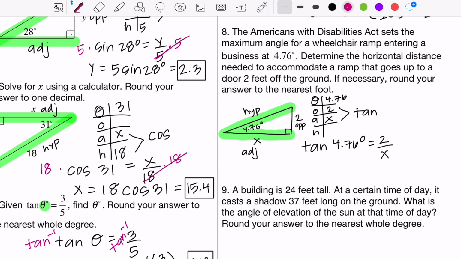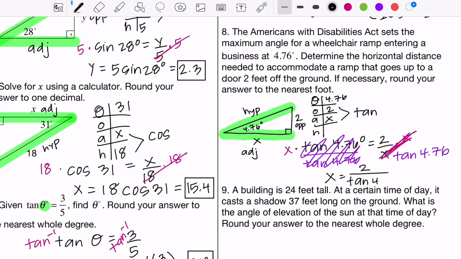And the x in the denominator isn't really helpful, so we're going to multiply it into the numerator. So that side cancels out. And then from there, we're going to divide out that tangent so that we can get the x by itself. What we do to one side, we do to the other. So then this cancels out right here, and we're just going to plug in 2 divided by the tangent of 4.76 into our calculator, and that gives us a horizontal distance of 24 feet.